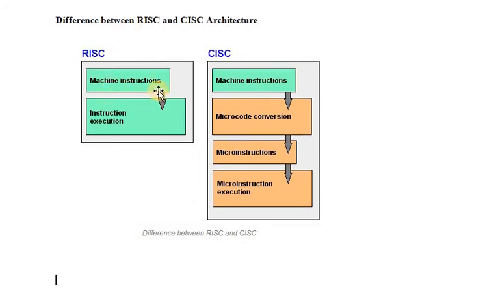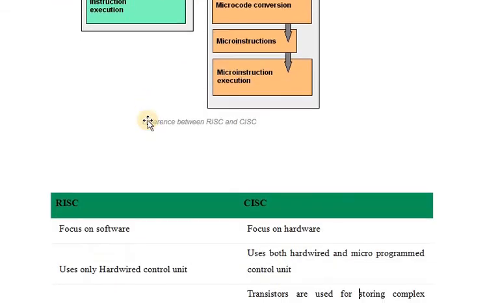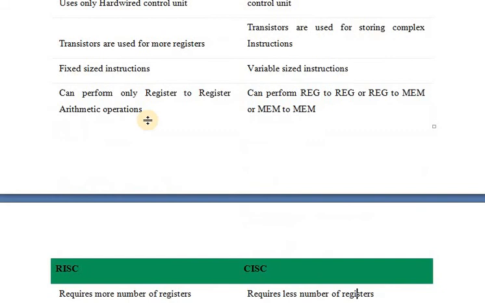See here, RISC machine instruction execution, but in CISC, the machine instruction is converted into microcode, converted into micro instruction, then it is micro instruction execution. Here just the machine instruction is executed, but see here, how many levels are there? Three levels are there, but here only two levels. Now we will see the differences between RISC and CISC.